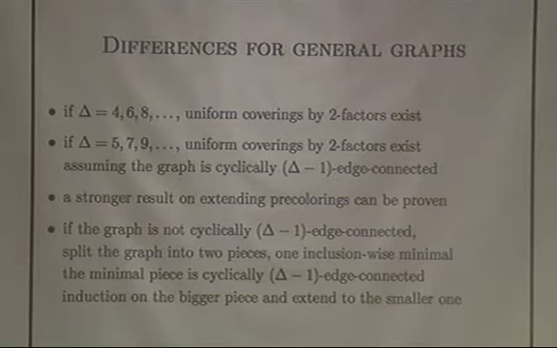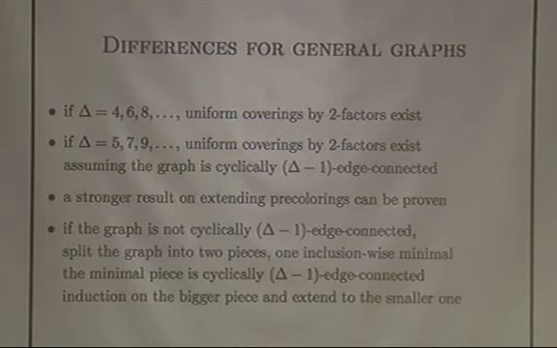So if you have a delta-regular graph and delta is even, then you can uniformly cover the edges by a collection of two-factors. And this is also true for delta equal 3, because you just consider the complements of the perfect matchings that we started with. You assume some connectivity. I assume some connectivity for delta equal 3, but for bigger even delta I don't need to assume connectivity.